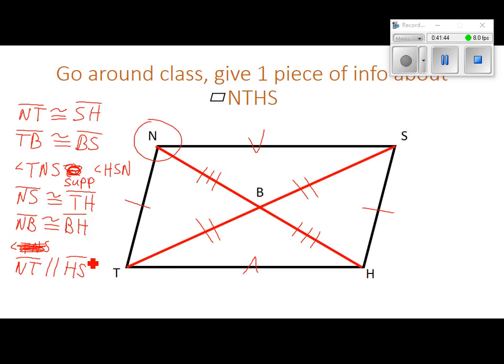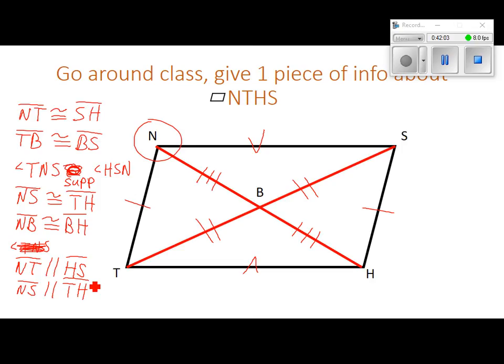Next one, Natalie. NS is parallel to GH. NS is parallel to what? No, GH. That's what I was writing that for. Good job, Nat. What else?